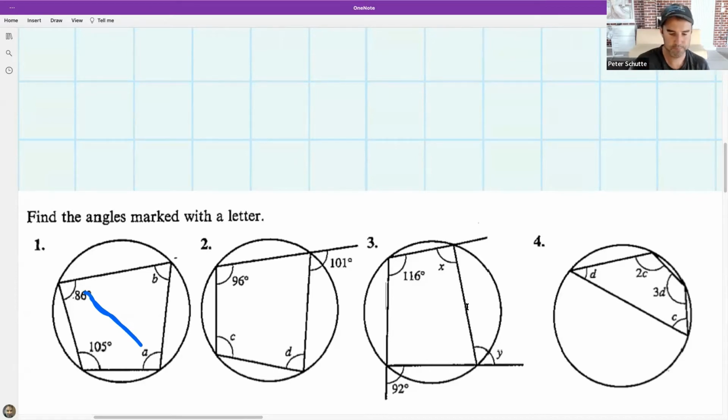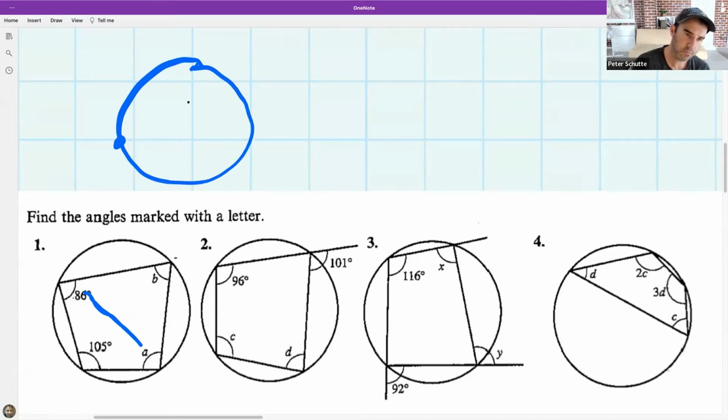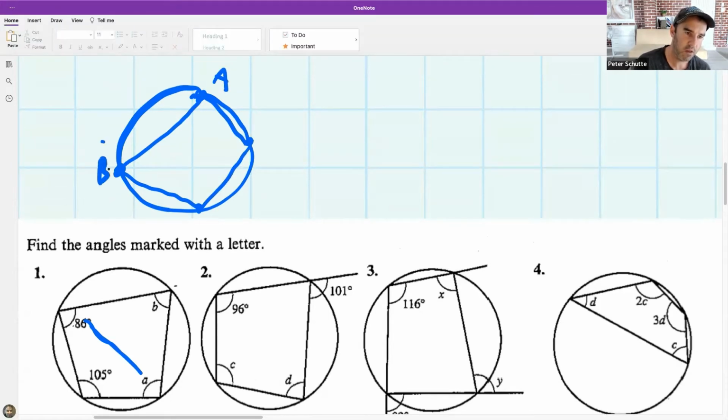So just to reiterate, the opposite angles in a cyclic quad. While Sir's drawing, a cyclic quad is just a fancy word for a four-sided shape in a circle, where each corner is on the circumference. So I'll give it back to you. You can carry on from there. Perfect. Thanks for letting me know about that. So a cyclic quad is really just a quadrilateral where its 4 vertices or corners are on the circle.